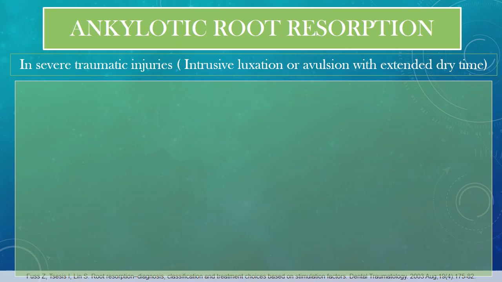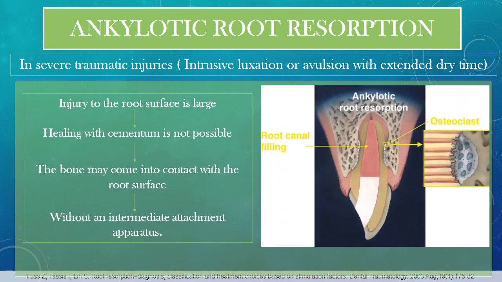Next is ankylotic root resorption. In severe traumatic injuries, such as intrusive luxation or avulsion with extended dry time, an injury to the root surface may be so large that healing with cementum is not possible, and the bone may come into contact with the root surface without an intermediate attachment apparatus. This phenomenon is termed dentoalveolar ankylosis.